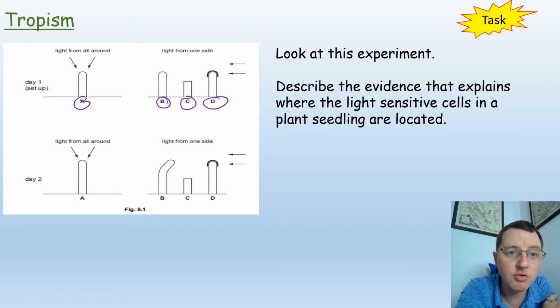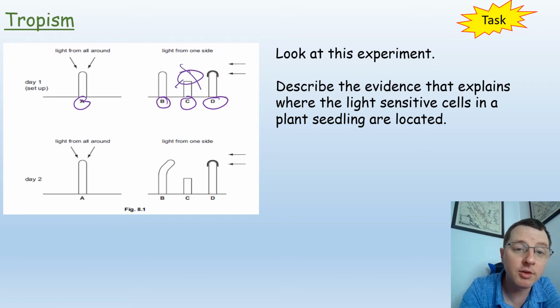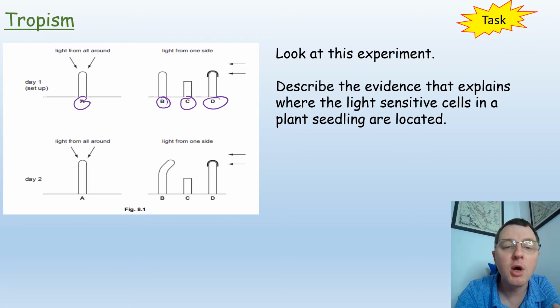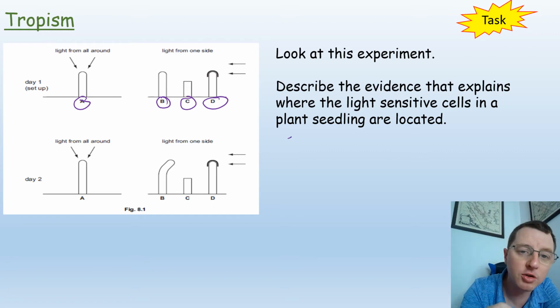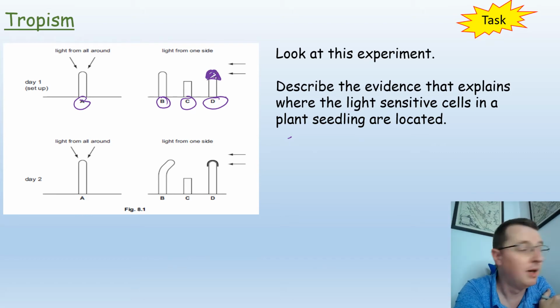Plant A is our control, and it has light coming from all around. Plant B is exactly the same as plant A, apart from the fact that the light is coming from just one direction. Plant C has had the very tip of its shoot removed. That has gone, there's no tip. Plant D has retained its tip, but the shoot has had its tip covered in aluminium foil. So that is very dark and it cannot sense the light.